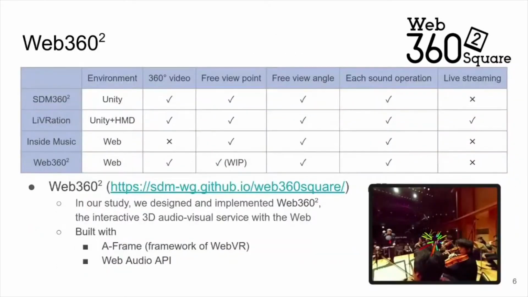Here I will talk about Web 360 Square. We designed and implemented the interactive web application for 3D audiovisual. In the table, we summarize a comparison between the related systems and Web 360 Square. The most important point is that the environment is the web. The comparison target is Inside Music, but as discussed earlier, Inside Music doesn't use 360-degree videos.